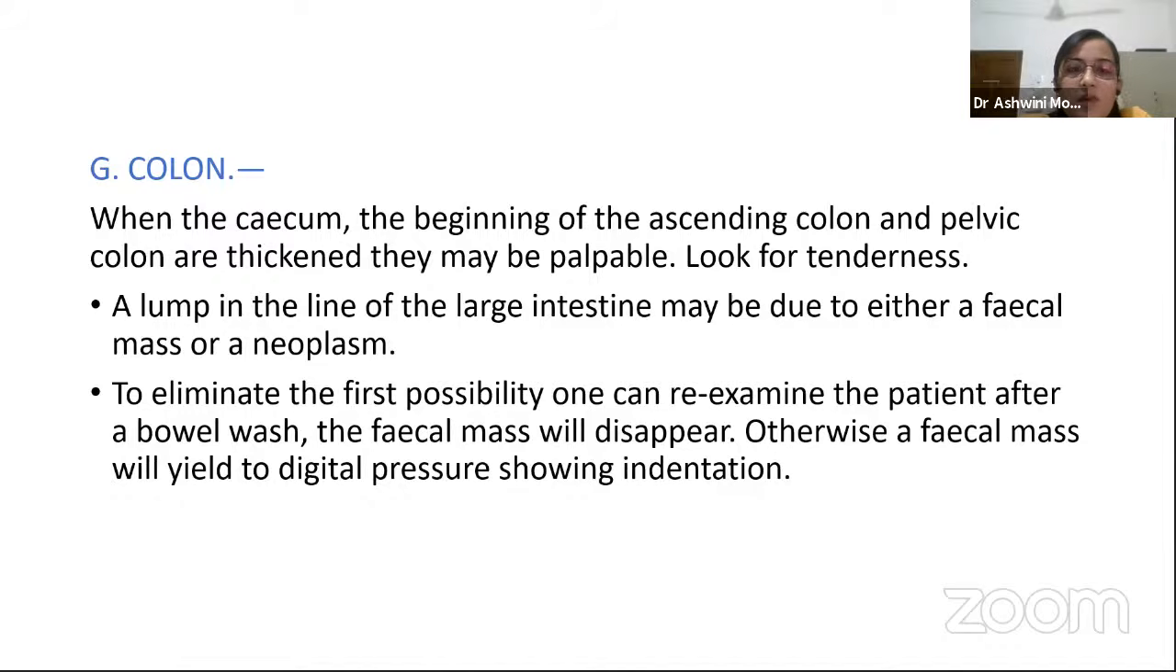So is it fecal matter or a neoplasm? How to elicit that? Before examining, we have to give an enema or any bowel wash, so that if it is fecal matter, it will be emptied, and we can easily differentiate that mass after that.